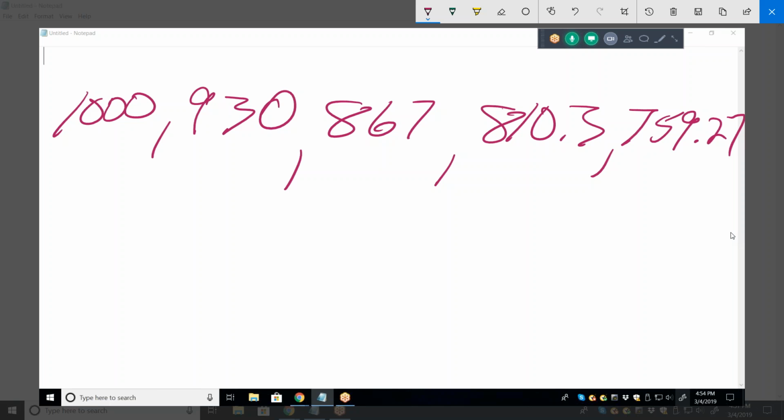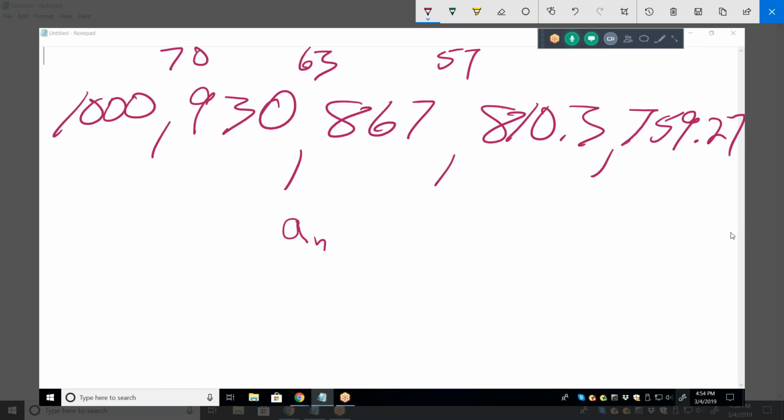So if you were to do 1,000 minus 930 and get 70, and 930 minus 867 and get 63, and then you divide those, 63 divided by 70. This one's like 57. Yes, and I see what you're talking about. And then you divide those, and you get 0.9 for all of them.